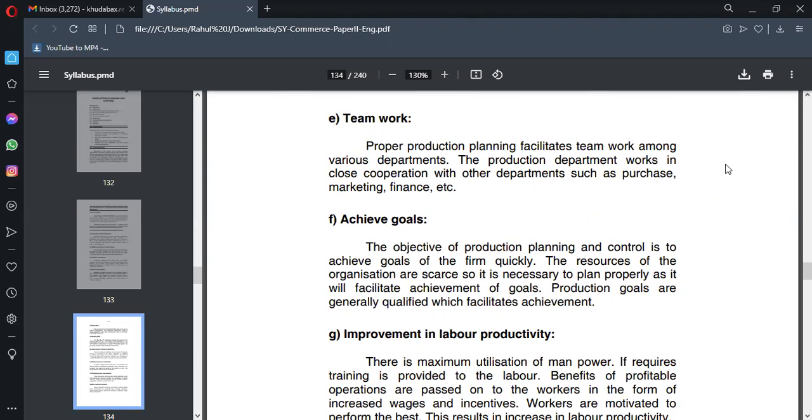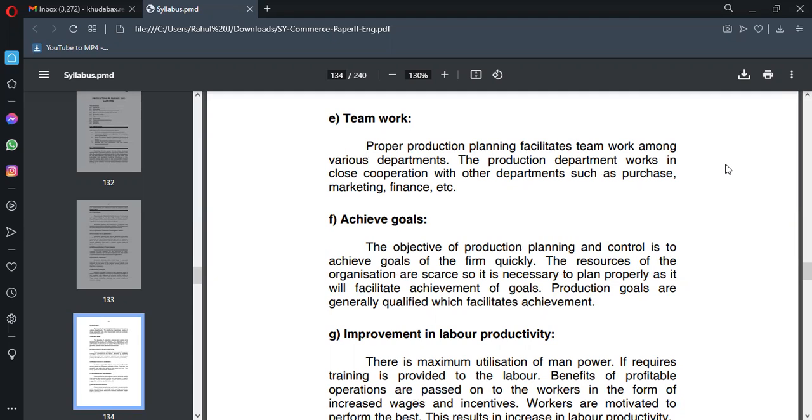Achieve goals. The other objective of production planning is to achieve the goals. What is the goal that has been set by our organization? Whether those 100 shirts should be ready in 15 days, or those shirts should be ready in 20 days or 10 days. 10 days be possible, hai? 10 into 10. So that goal should be achieved.